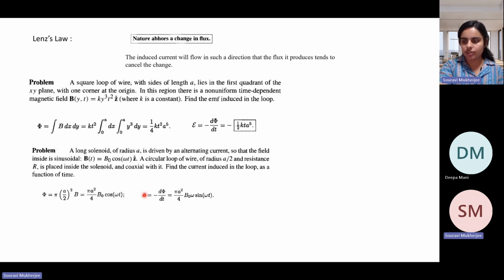What is EMF? It is actually the potential difference, right? And you want to find the current when you know the resistance. So now here you use Ohm's law. You know that V is equal to I into R, right? So V is given, R is given, so I is equal to V by R. If you do that, this is your current. Okay. So this is how you try to find the induced current in such kinds of questions.